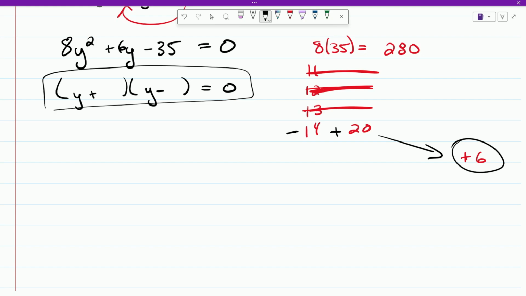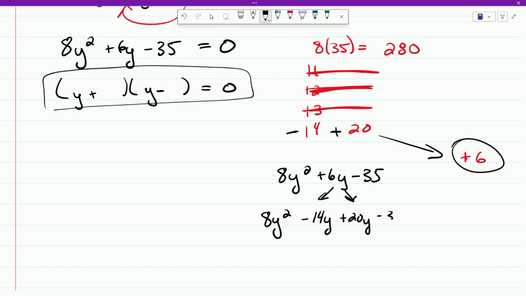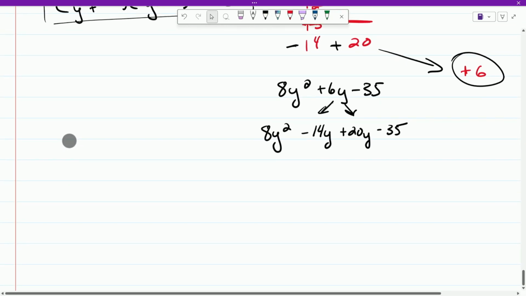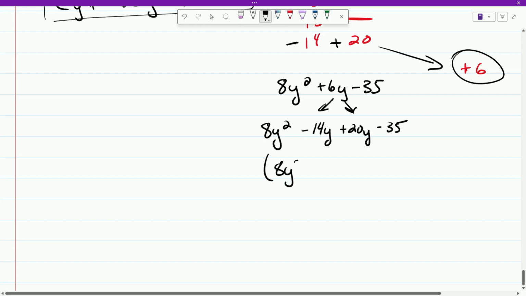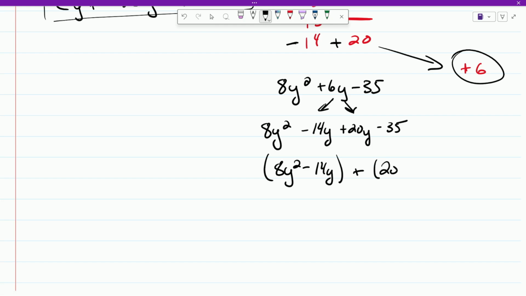So let's go ahead. We're going to take 8y to the second plus 6y minus 35. We're going to separate the 6y. And remember, we got a plus sign here, so let's write it second. So 8y to the second minus 14y plus 20y minus 35. Create our groups. 8y to the second minus 14y plus 20y minus 35.